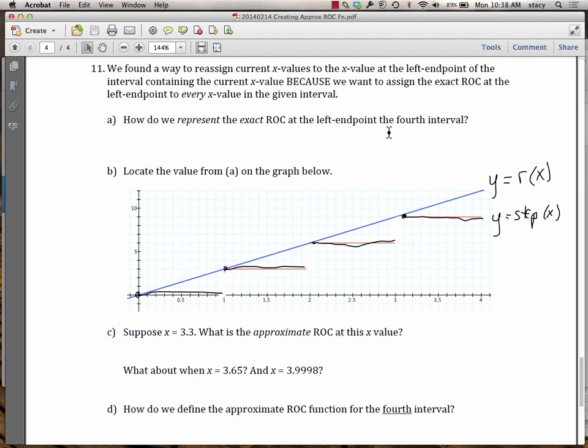Corresponding y value of that point. Okay, so here is my fourth interval. The left endpoint is here, okay? And so I can figure out that y value by doing what?